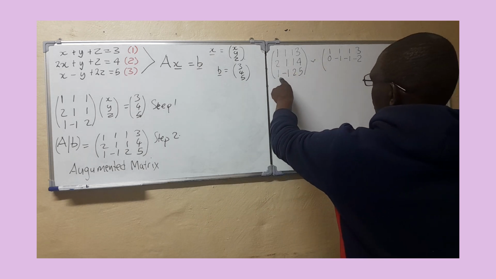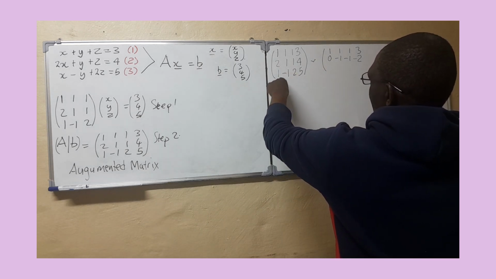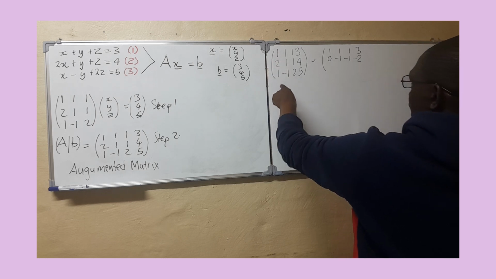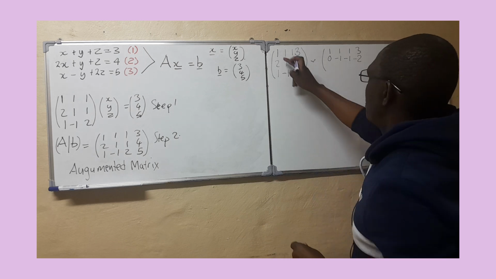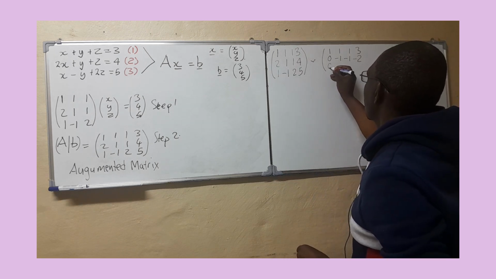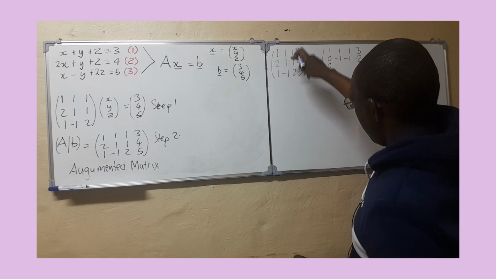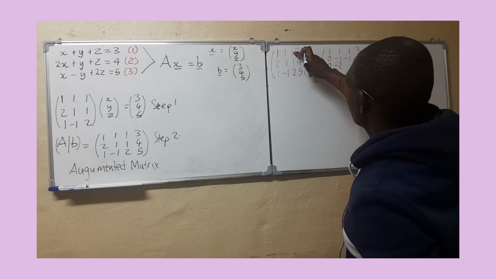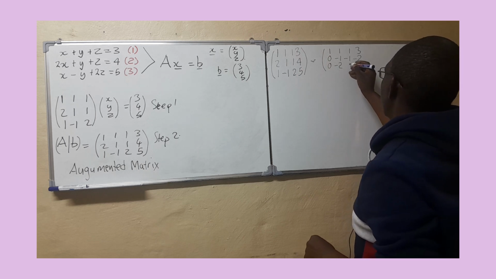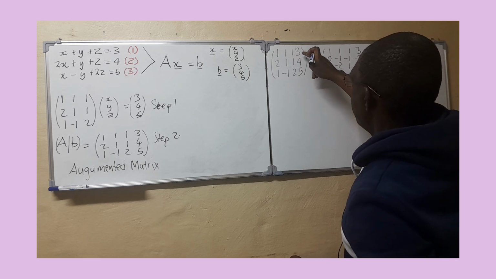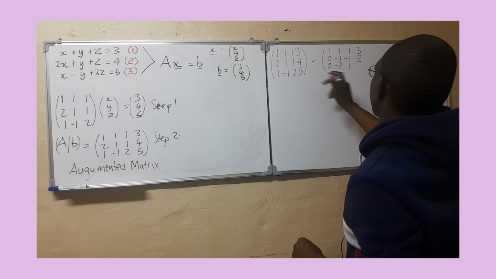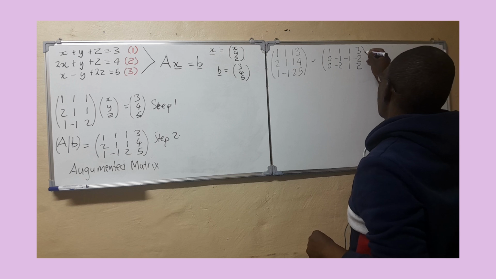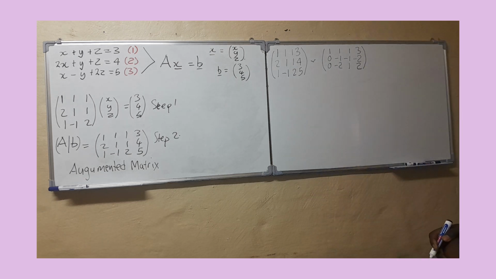We need to get rid of this 1 here. Well, it's not a problem. We simply multiply row 1 by -1 and add it on to row 3. So -1 plus 1 gives me a 0. -1 minus 1 gives me a -2. -1 plus 2 gives me a +1. -3 plus 5 gives me a 2. Okay, so there is our new matrix.